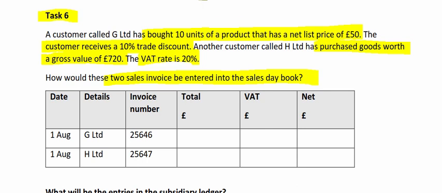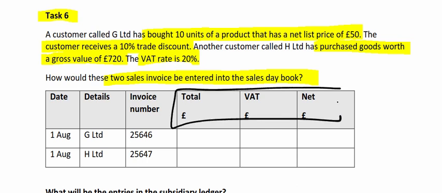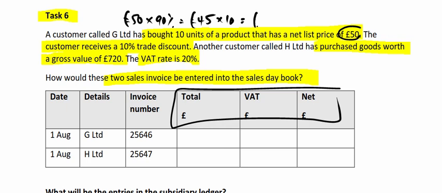Now you can see we've already got some of the information included. Our job is to complete the columns for the values, the total, which will be the gross value, the VAT element and the net figure. Well, if we start with customer G, although the net list price would be the £50, if they get a 10% trade discount, they're only going to pay 90% of that £50 price, which gives £45 net price that they will pay, and that's for each of 10 units that they're buying.